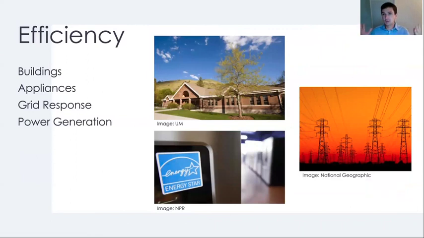Broadening efficiency out a bit. There's all kinds of ways in which things can be efficient, but mostly we tend to talk about buildings, appliances, and then the grid itself. So there are 101 different ways you can make buildings more efficient. You can retrofit existing buildings. You can build new buildings that are net zero or just very efficient.